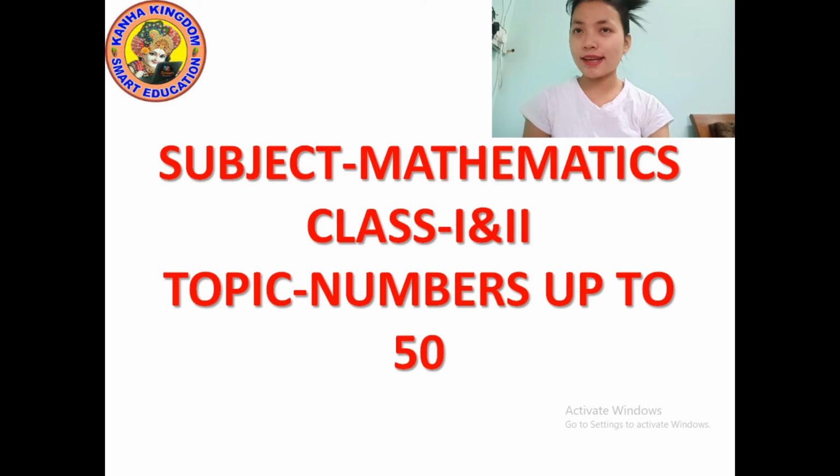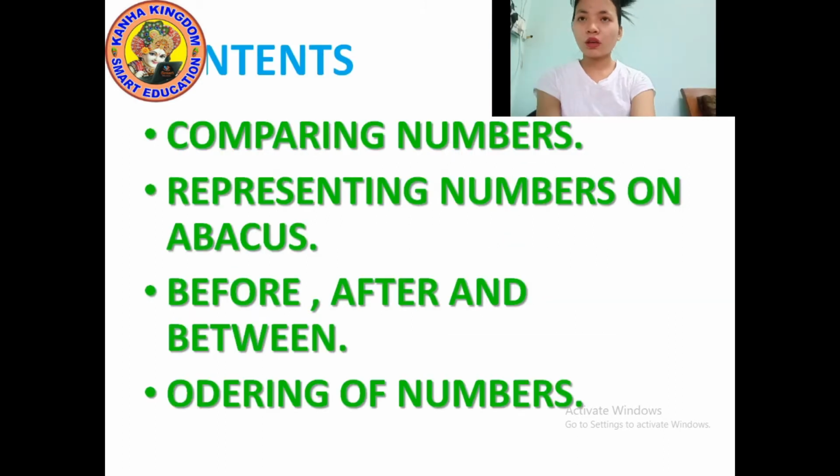Mathematics of first and second class, and the topic is numbers up to 50. In this chapter we are going to learn about comparing numbers, representing numbers on abacus, before, after and between, and ordering of numbers.